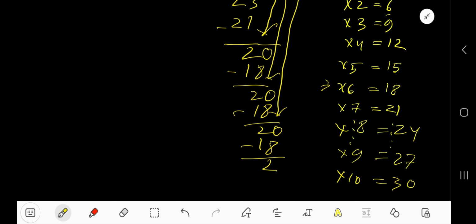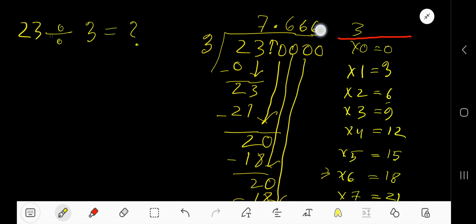You can bring down more 0s, but since this process is continuing, you can place the decimal point here. You can also place a bar over 6 to mean that this 6 is repeating. So 7.6 repeating is our answer.